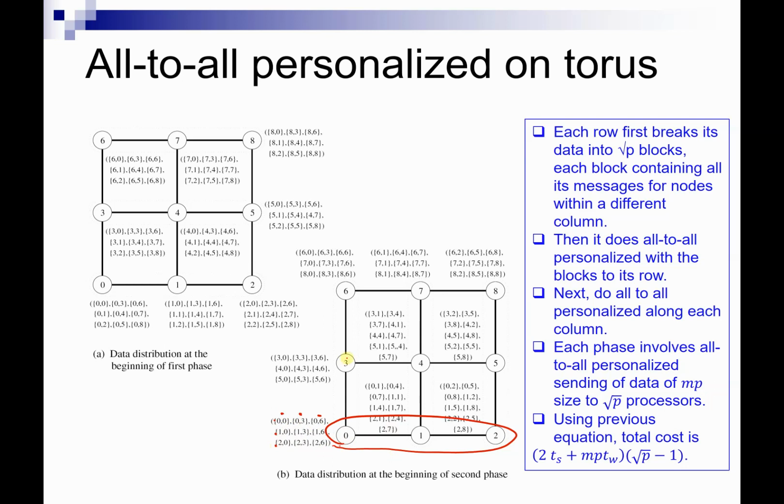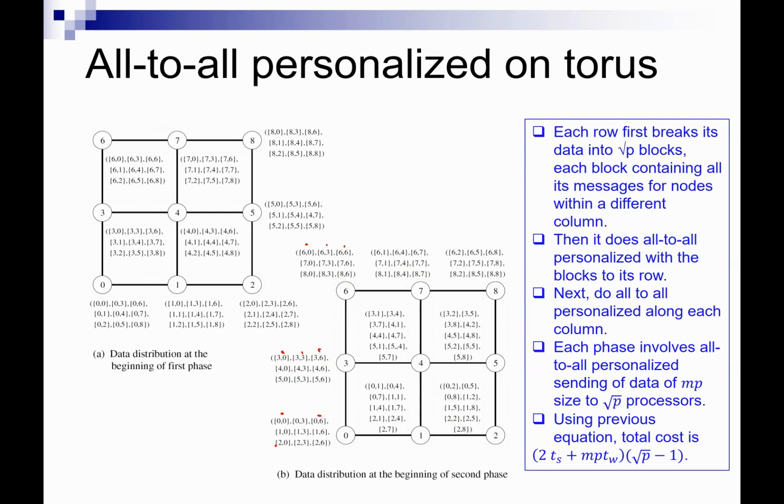Likewise, for node 3, it wants to collect all of the data from the nodes in its row which are destined for its column. So it's going to take all the data from 3, 4, and 5 which are destined for either 0, 3, or 6. And then 6 is going to take all of the values from 6, 7, or 8 which are destined for 0, 3, or 6. So that's what you want to accomplish.